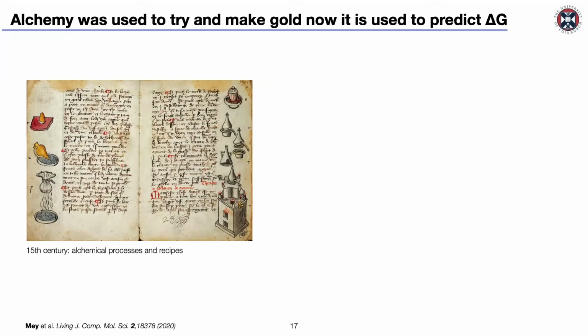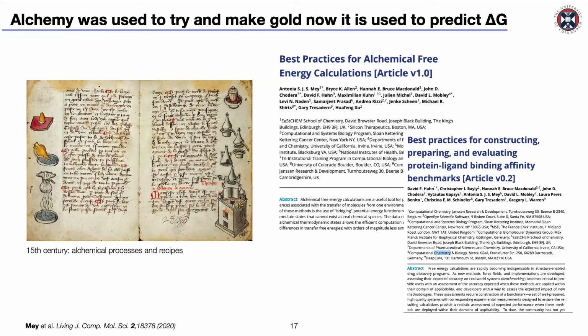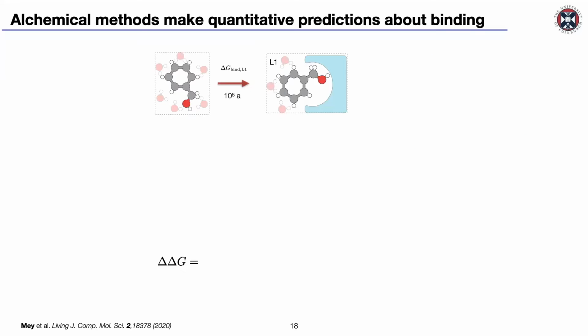Turns out it's not this, but I'm quite proud that I've now contributed my 21st century version of an alchemical process recipe, with 2 best practices papers in terms of how to run these calculations. But I'm going to tell you how they work and what they are now. So, all right, going back to our problem, we want to understand how a ligand binds to a protein.